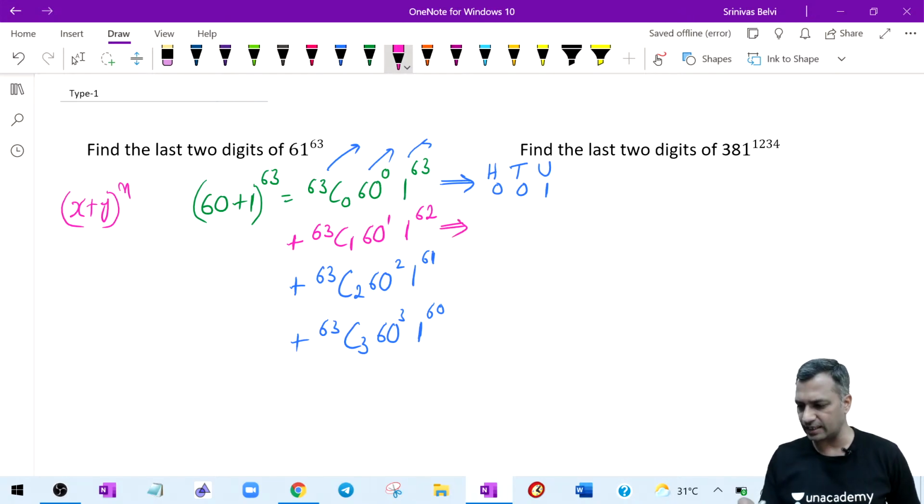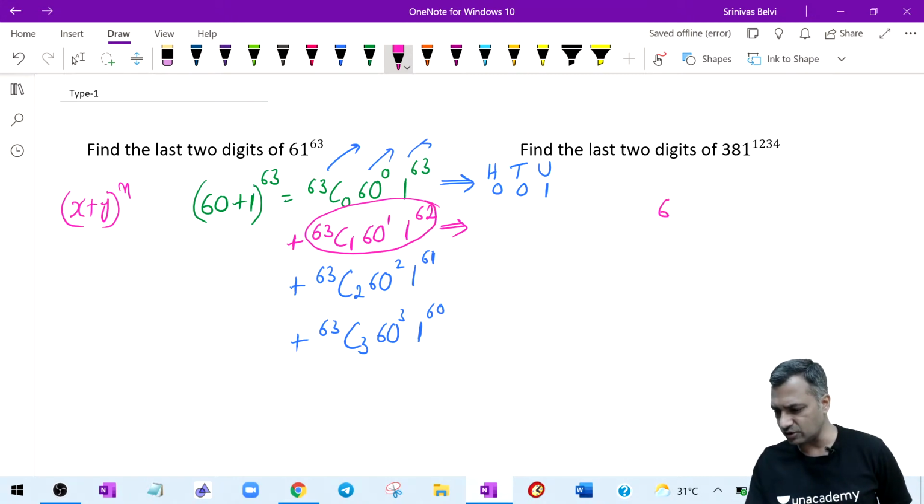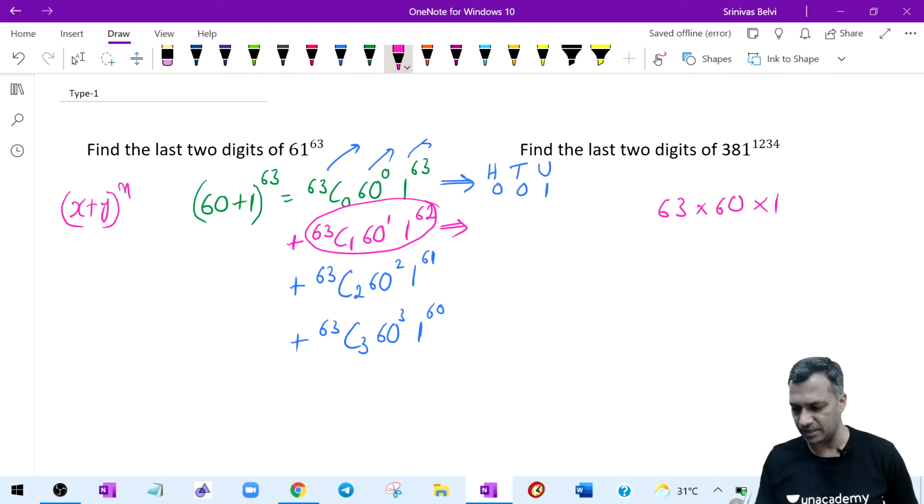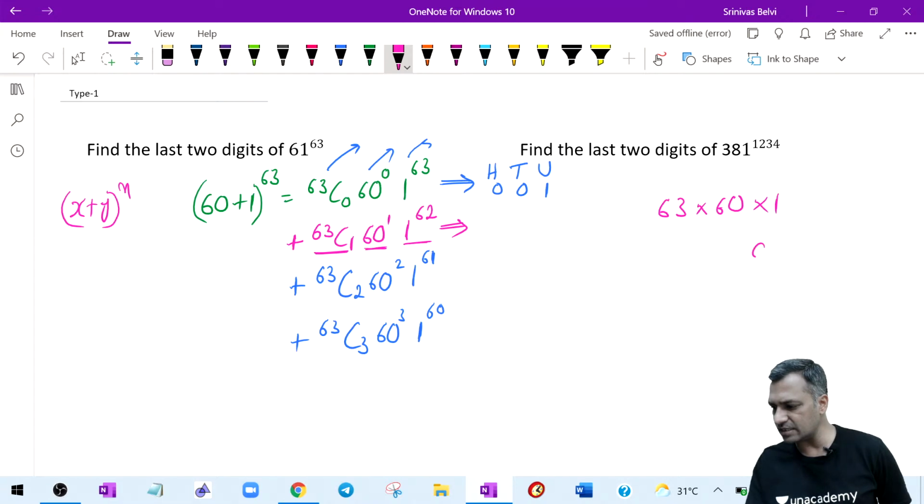Let's come to the second one. How does this look? Let me expand this portion a little bit for you on the left hand side. 63C1 is 63, 60 raised to power 1 becomes 60, and 1 raised to power 60 is 1. I just expanded these three pieces: the value of 63C1, 60, and 1. So the unit digit is 0. No doubt the unit digit is 0, because there is a 0 in 60.